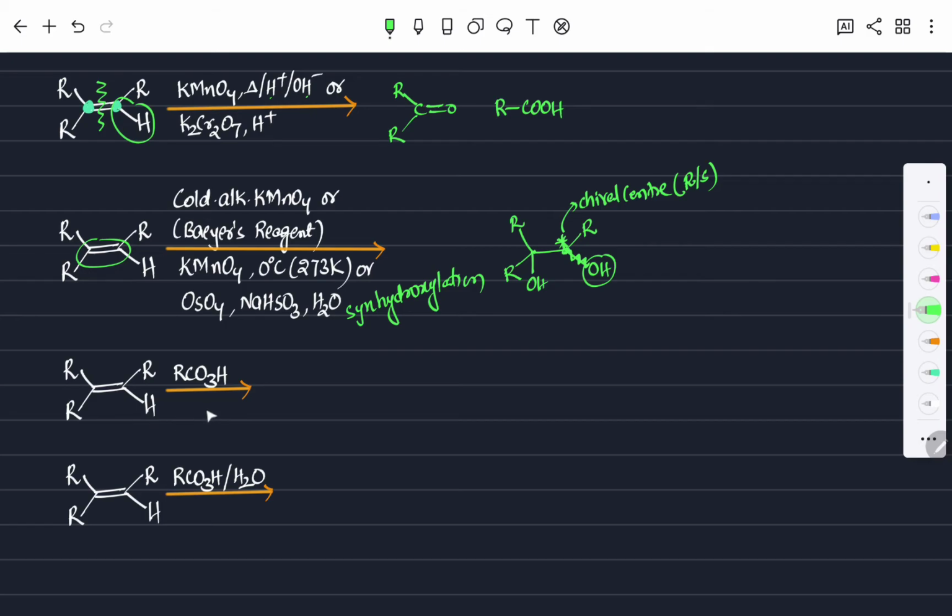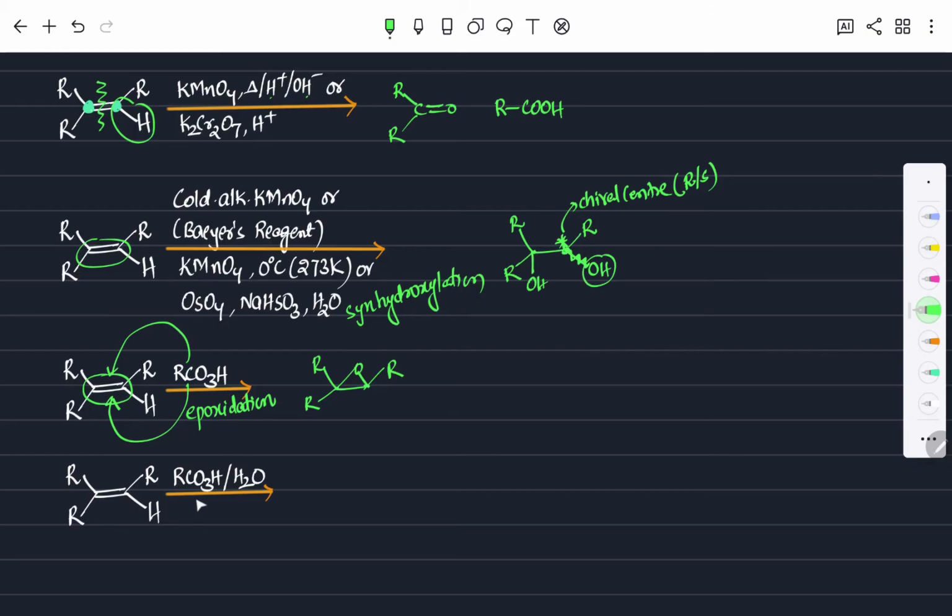When the alkene is treated with peroxy acid, this reaction is known as epoxidation. So simply what we have to do, we have to remove the pi bond and add oxygen. It is simply epoxidation. So addition of oxygen takes place from above the plane or from below the plane.